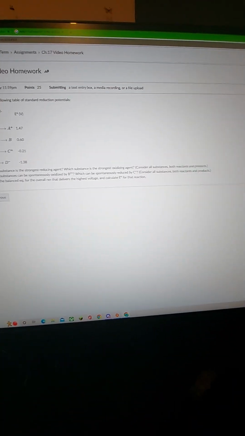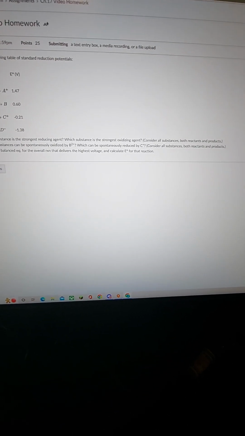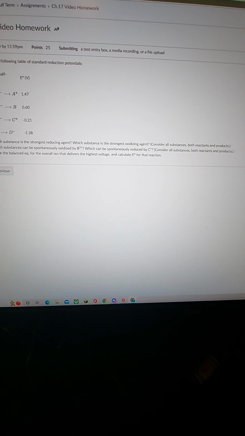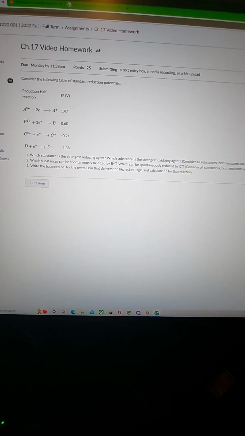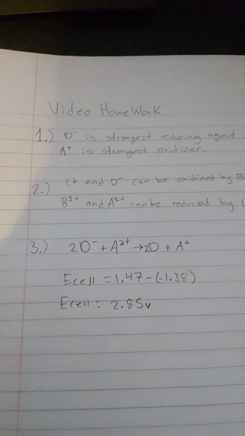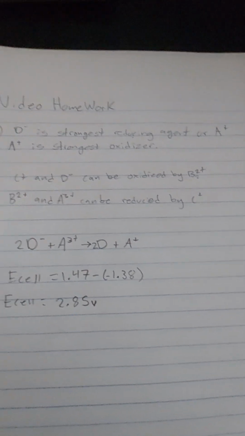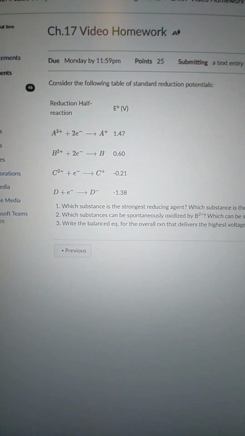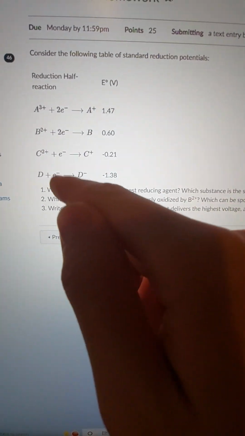And then the second half to question 2 is which can be spontaneously reduced by C plus. And so that's going to be anything that has a higher cell potential than C plus. And so I said B2 plus and A3 plus can be reduced. So they will be getting electrons from C plus, which you can see here. Imagine this reaction going backwards, and then these two gaining the electrons from that.